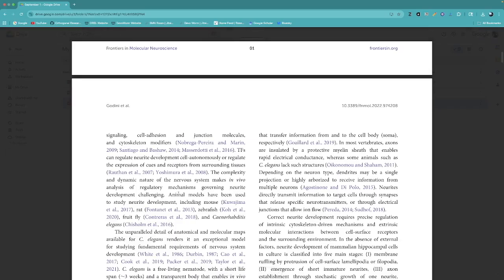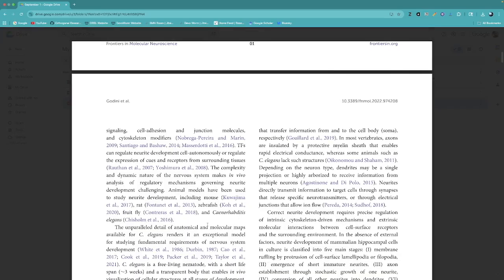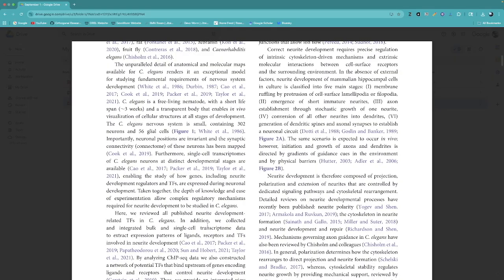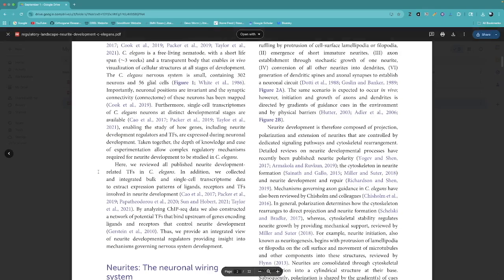because C. elegans is a relatively simple model. So animal models have been used to study neurite development, including mouse, rat, zebrafish, fruit fly, and C. elegans. This is prior work on neurite development itself. But what they're doing is they're developing this sort of map for the entire connectome. So here we review all published neurite development-related transcription factors in C. elegans. We've also collected and integrated bulk and single-cell transcriptome data to extract expression patterns of ligands, receptors, and transcription factors involved in neurite development.